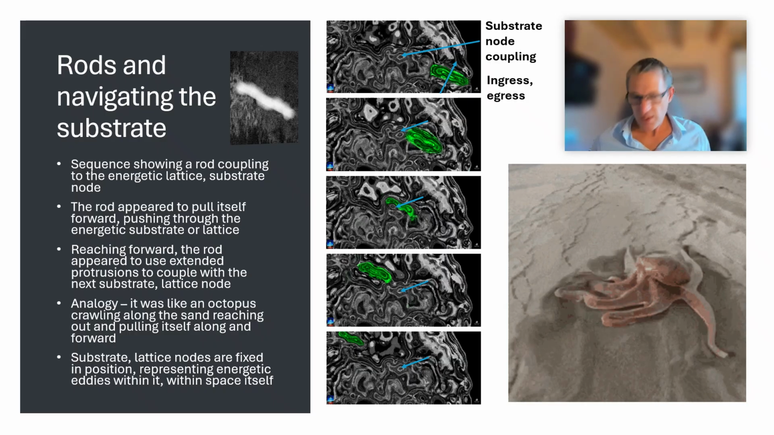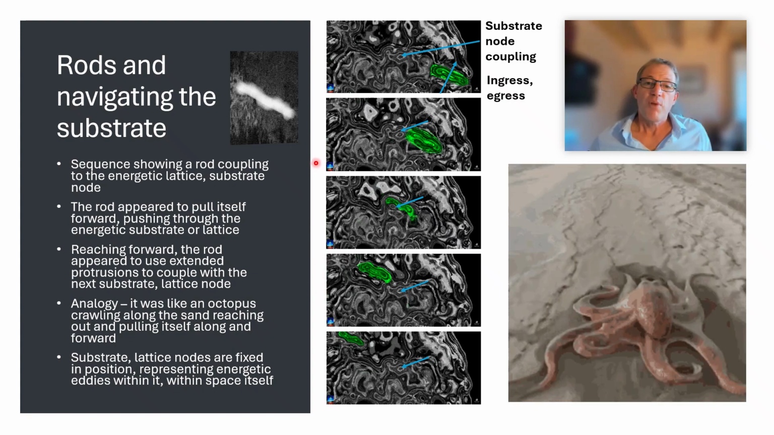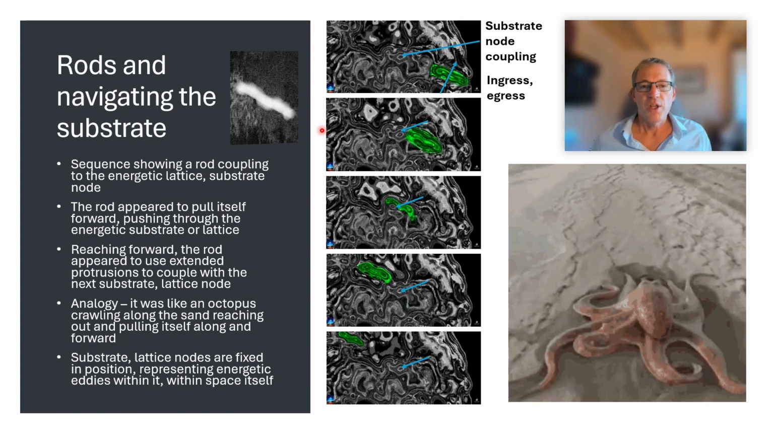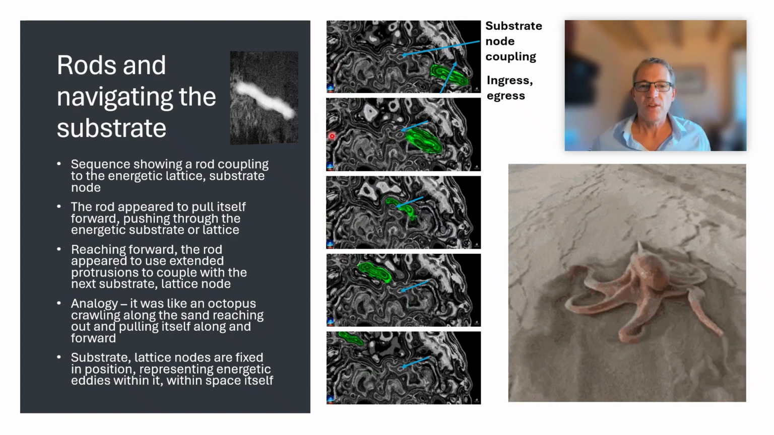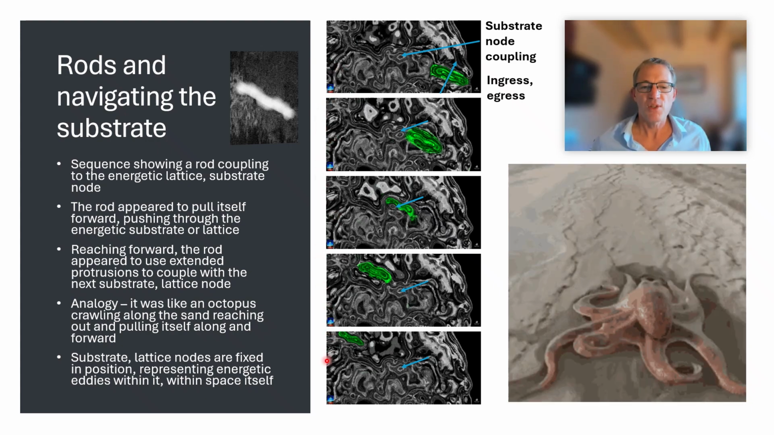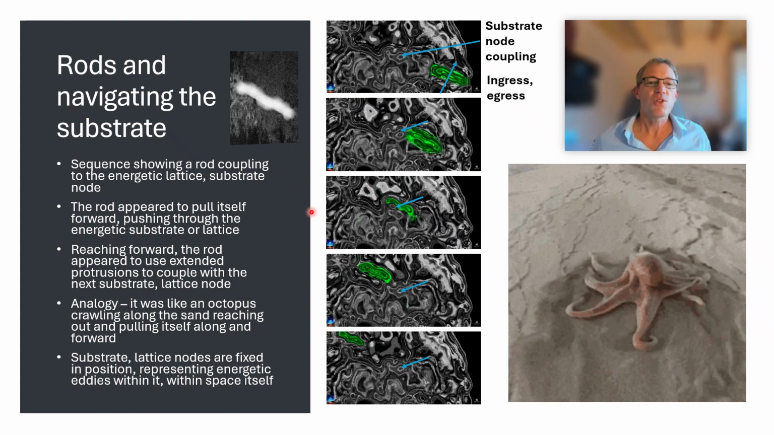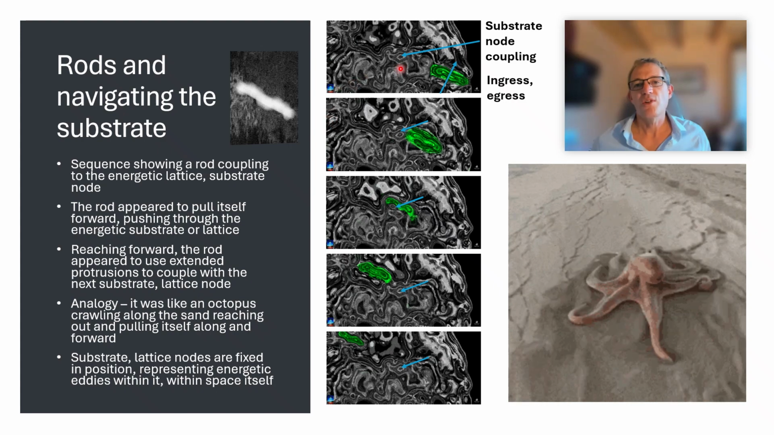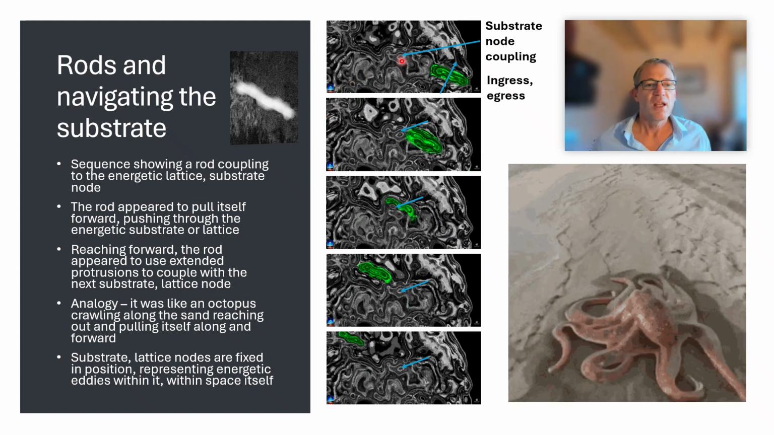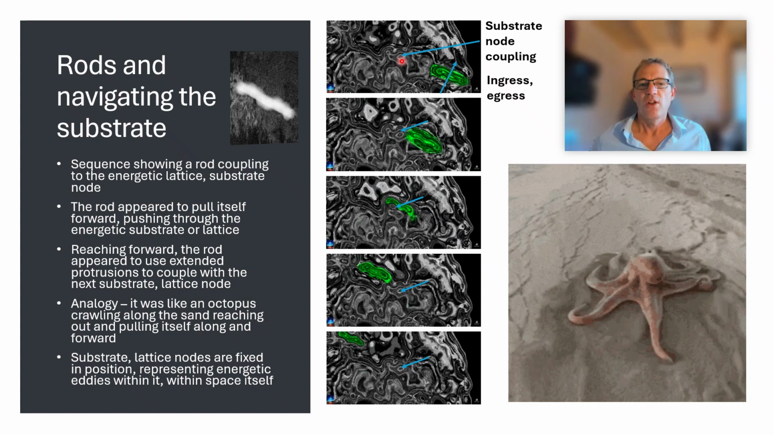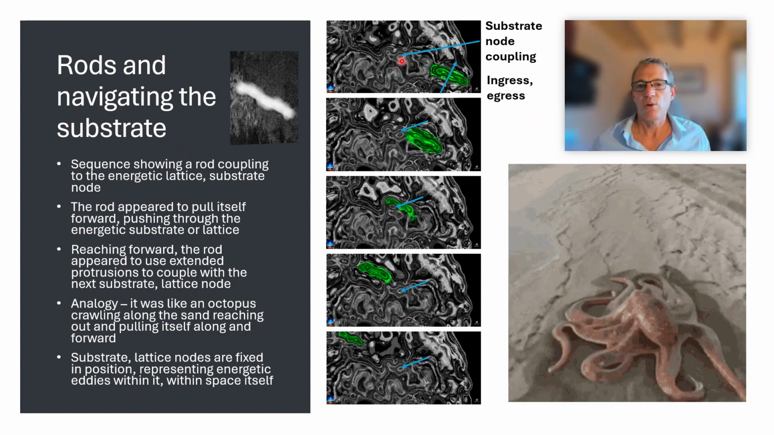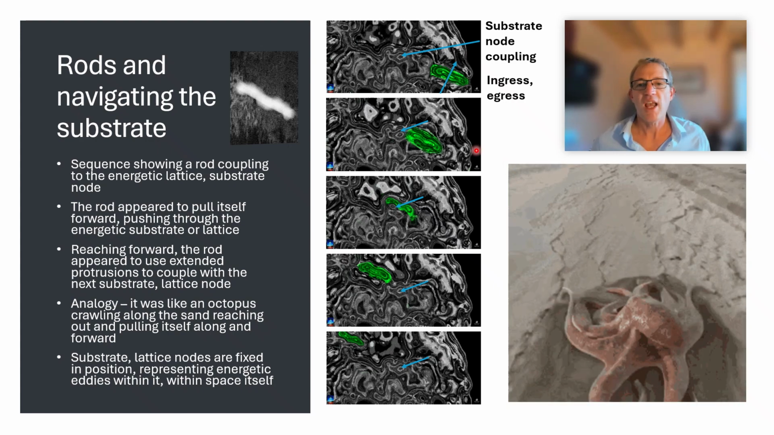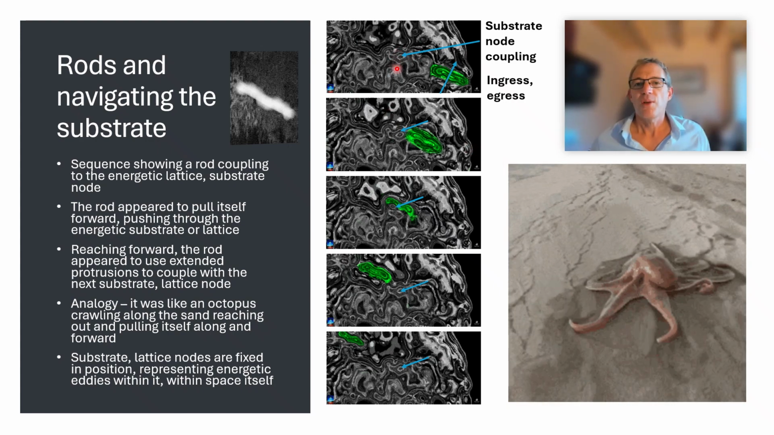Now, here is a frame-by-frame capture of this rod we talked about, or extended form of an orb, going through, using quantum imaging, this same lattice or substrate of space, four-dimensional space. Now, the sequence shows a rod coupling to the energetic lattice or a node in the substrate of space, which you can see here. Now, the rod appears to pull itself through this energetic substrate or lattice of space, and a good analogy is like an octopus pulling itself along the sand. And we can see here we've got some sort of node here.